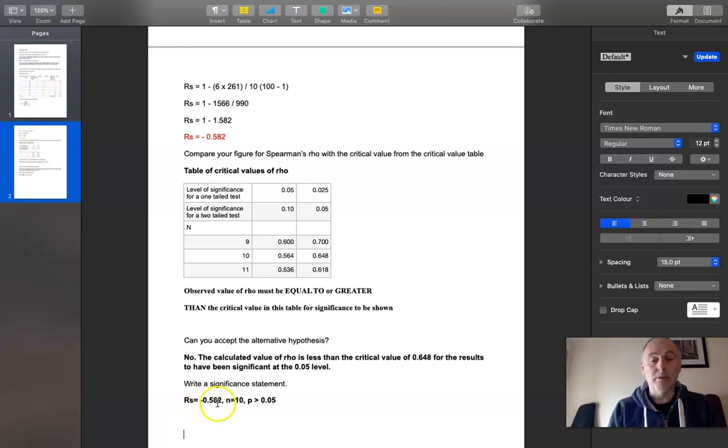Rho equals minus 0.582. That was our calculated score. N equals 10. We know that. P, instead of the little arrow pointing in the other direction as it normally would, is pointing in this direction, which suggests that p is greater than 0.05. So in other words, we reject the alternative hypothesis and accept the null hypothesis. So after all that, there doesn't seem to be a relationship between age and attractiveness.